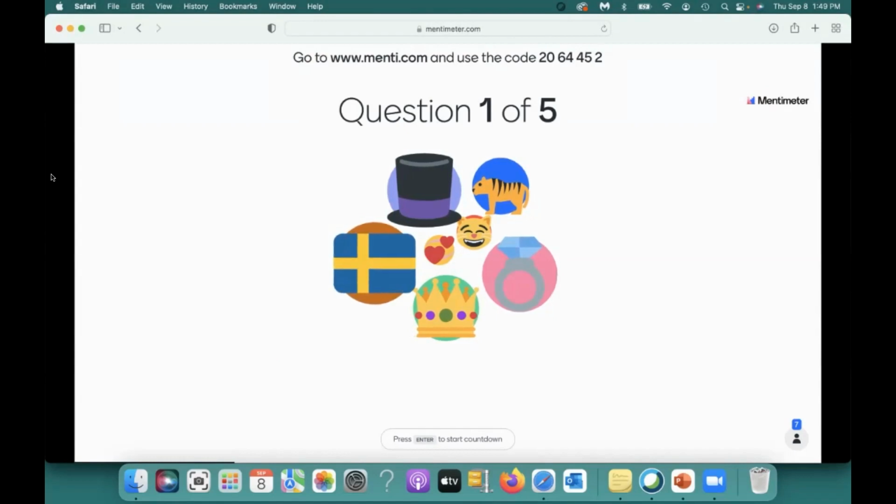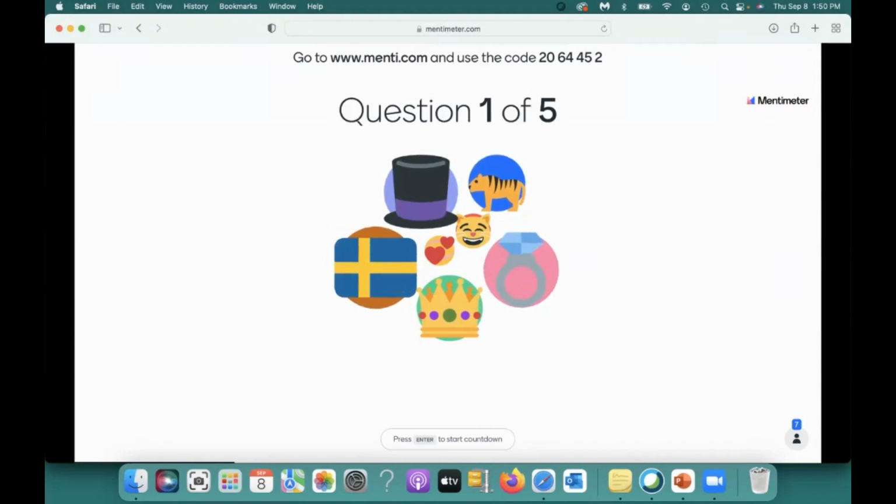Anybody else? I have 7 people here who have joined. Would anybody else like to join before I start? 3, 2, 1, gone. Okay, let's get started.